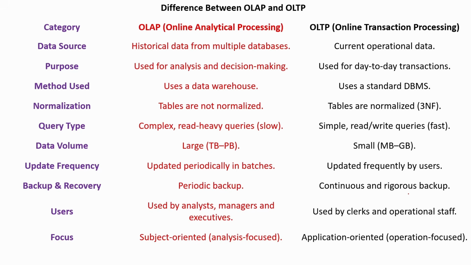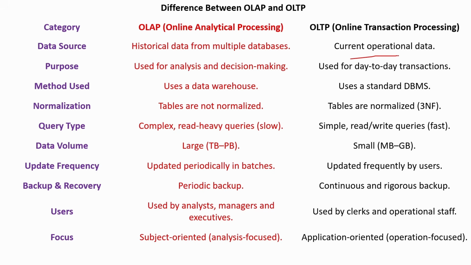First category, the data sources. OLAP is the data source where we have all the historical data from multiple databases. We just discussed this, right? It is a single source of truth for me. All my data from any kind of source will be sitting here. And if we talk about OLTP, the data source is my current operational data. We also covered this part as well, right?